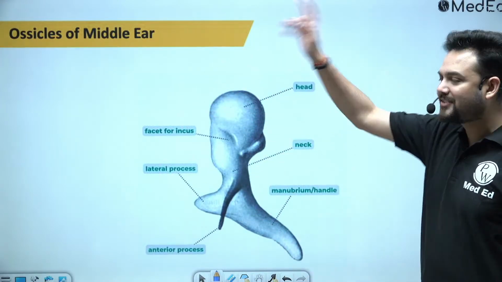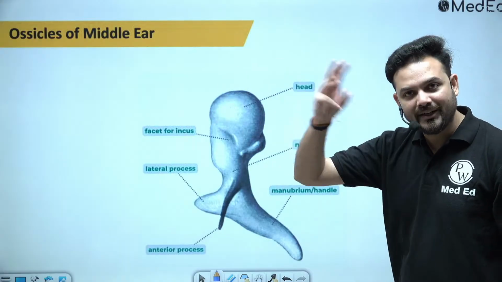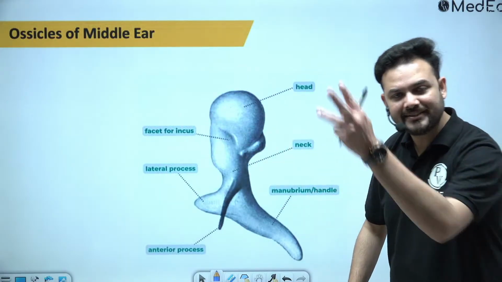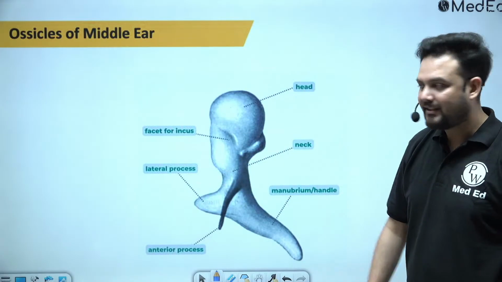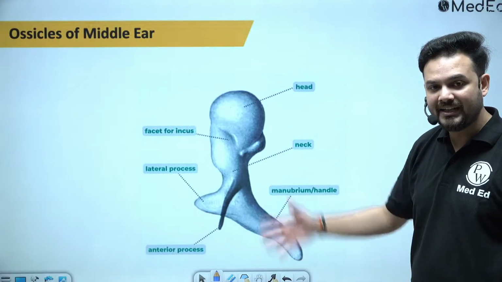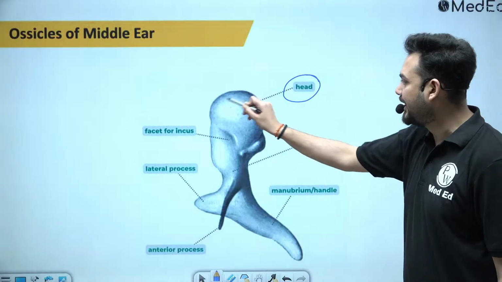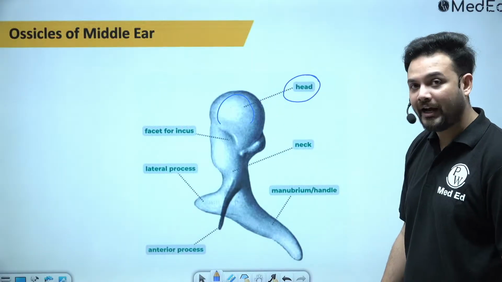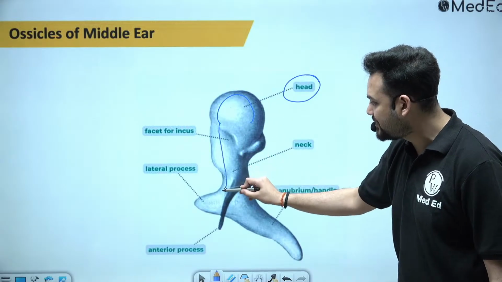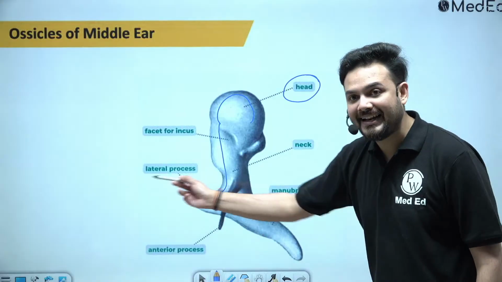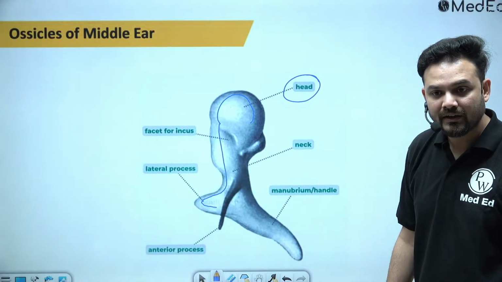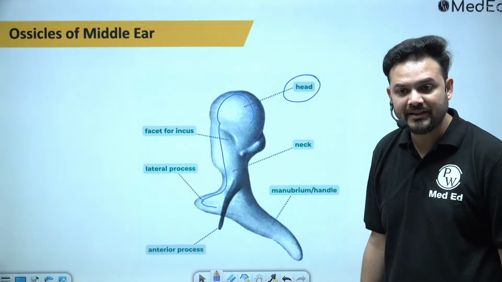Okay. Ossicles of middle ear आसान है. 3 ossicle होती हैं. Malleus, incus, stapes. पहली ossicle हो गई malleus. अब malleus में क्या क्या होता है? What are the parts of the malleus? इसका देखो ये head हो गया. This is the head of the malleus. Then what do you have? You have got a process which is coming out like this. This is called the lateral process of malleus.